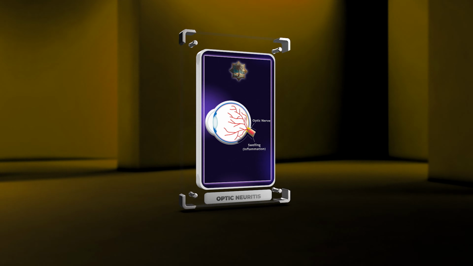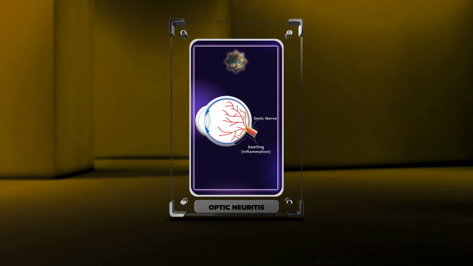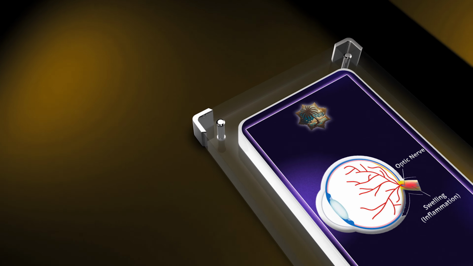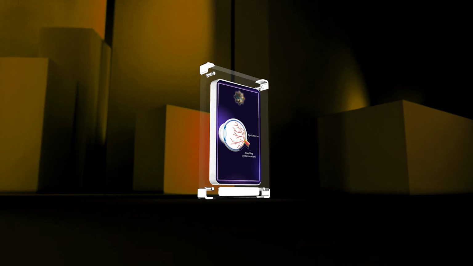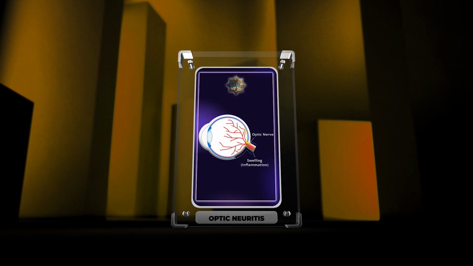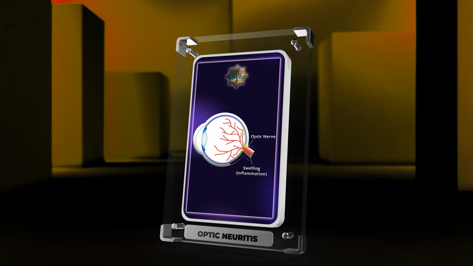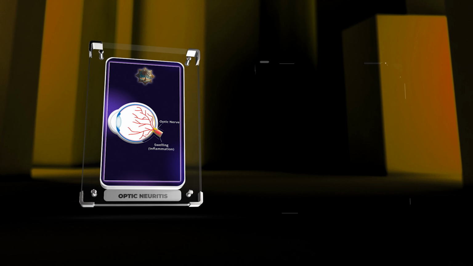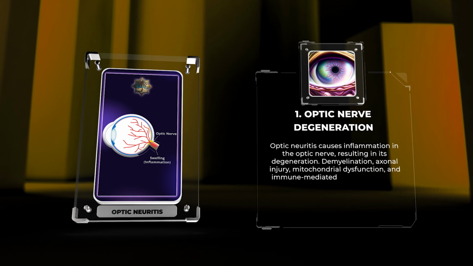Good morning, medical students. Today, we will explore optic neuritis, an eye condition characterized by inflammation of the optic nerve. We will discuss its causes, symptoms, and treatment options. Let's begin. Optic neuritis causes inflammation in the optic nerve, resulting in its degeneration.